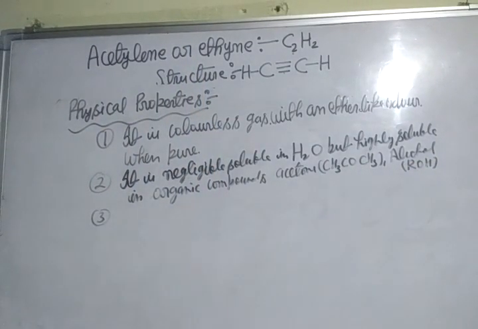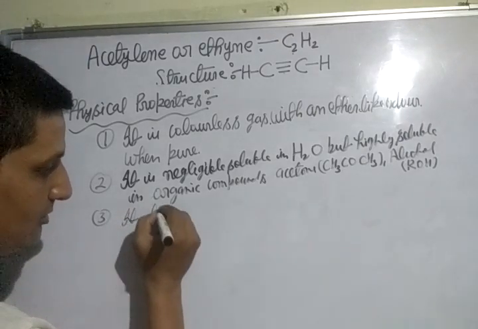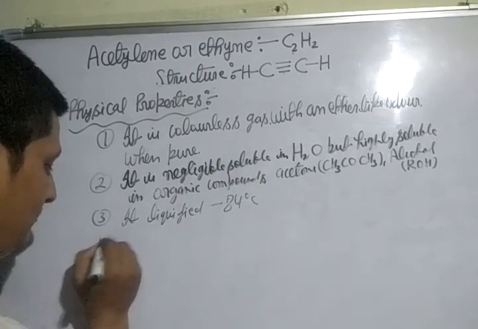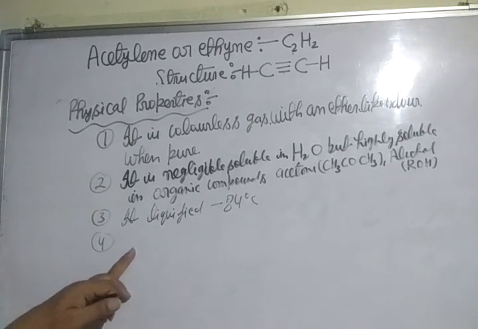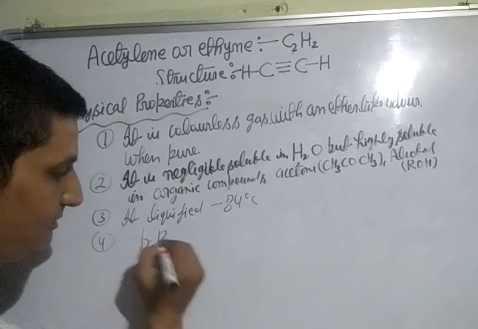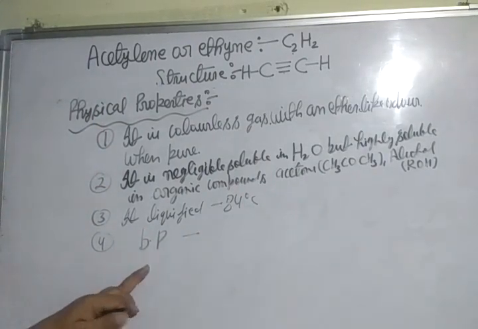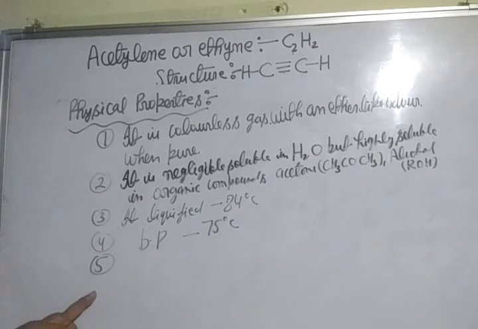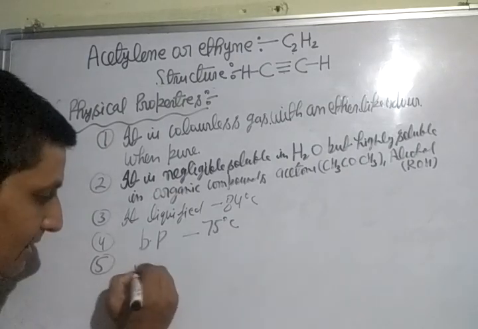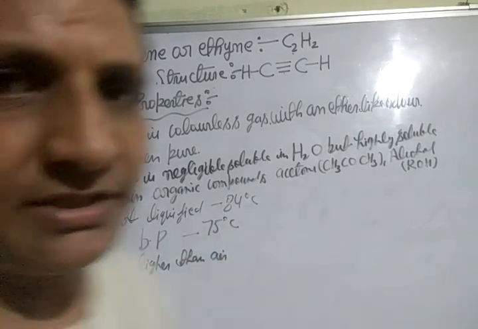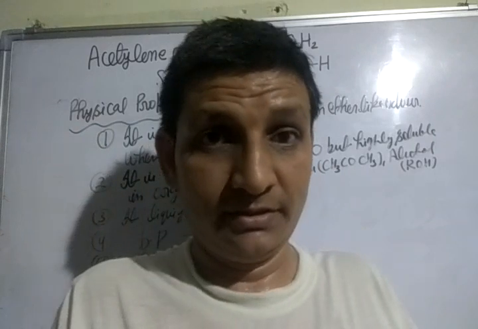Third point, it liquefies at minus 84 degrees Celsius. Fourth point, its boiling point is minus 75 degrees Celsius. And fifth point, it is lighter than air. Okay student, clear? I hope that you can understand all the points in this lecture.